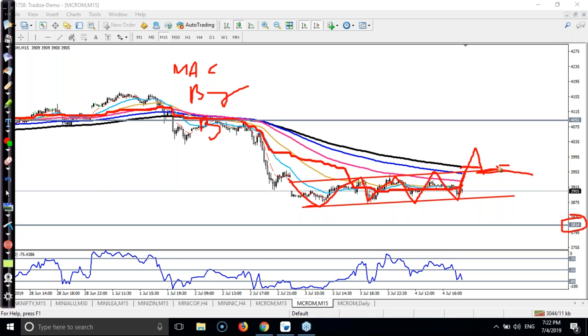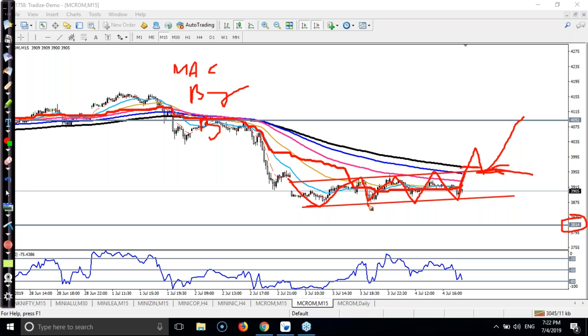So this will be my entry point for the buy, and my target will be here. That is why in this area I'm never going to enter the market. Instead of losing your money, no need to trade. If you are not getting any opportunity in this market, there is no need to trade in this market, right? So you just wait and wait for a good opportunity, right?